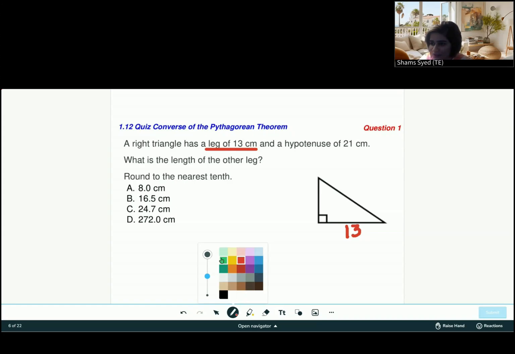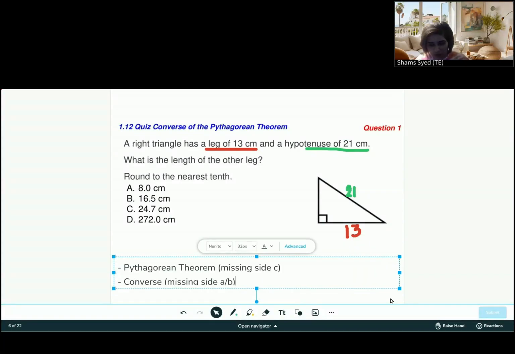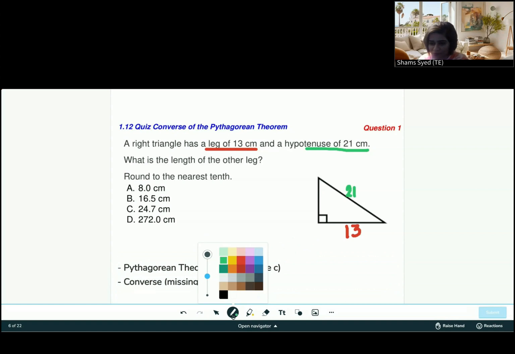The hypotenuse is 21. Going back to the Pythagorean theorem concept, if we ask ourselves what we are going to do here, we are trying to find the converse. Because side C is given, we are not finding C. C is 21, given. That means this question requires us to do the converse. Remember, the converse involves subtracting. Let's get started.